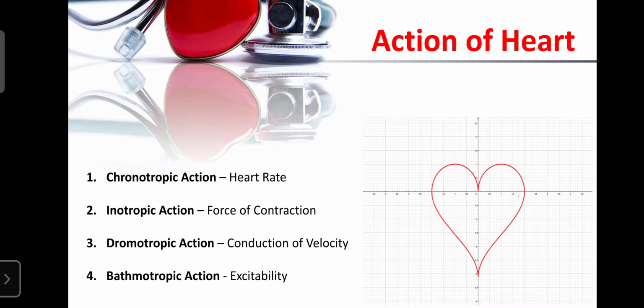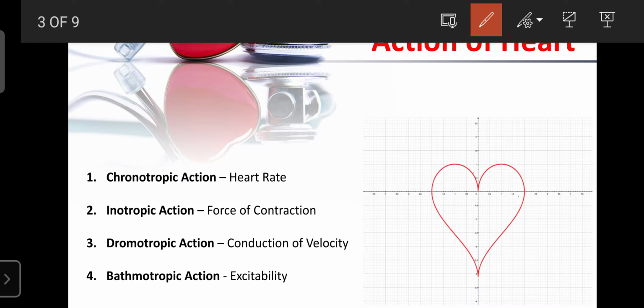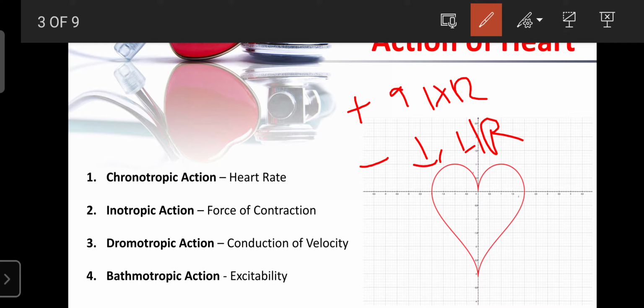Once again, the chronotropic actions are mainly divided into two types: the positive chronotropic action and the negative chronotropic action. Positive means to increase the heart rate, and negative means to decrease the heart rate. The normal heart rate is 60 to 80 beats per minute, and the mean is 72.